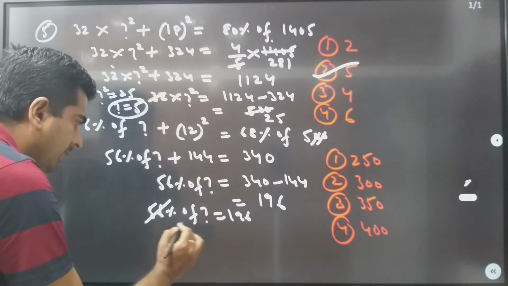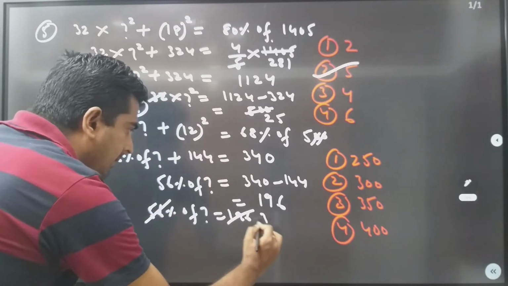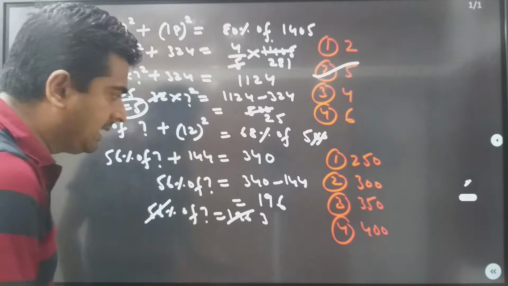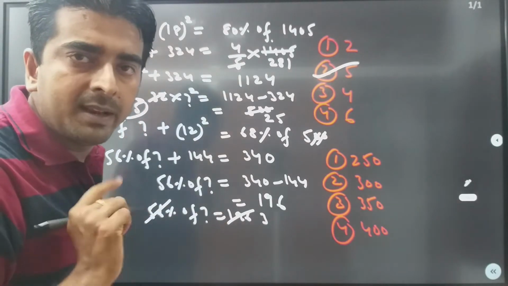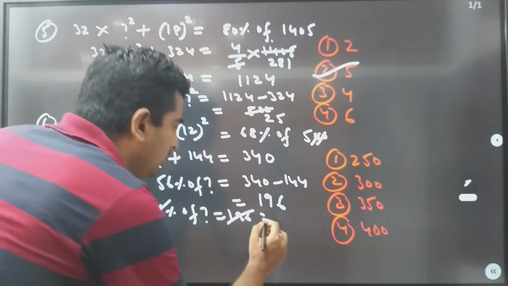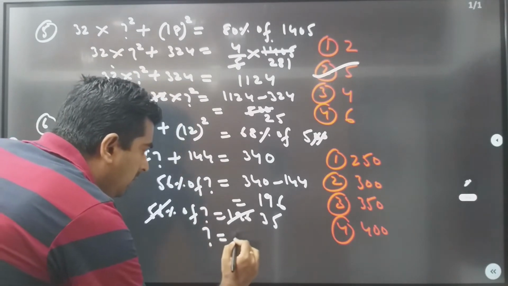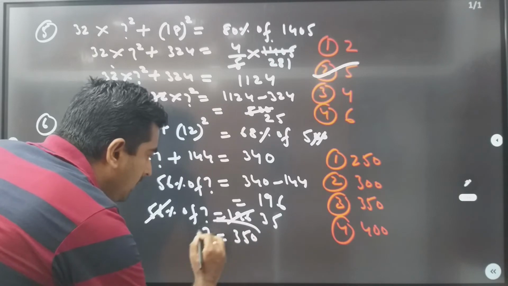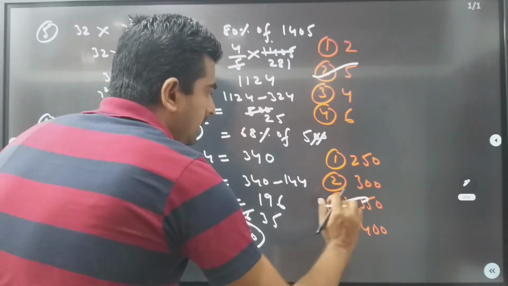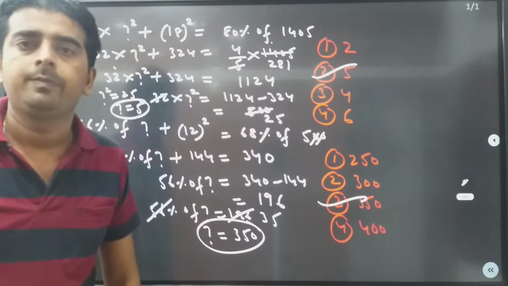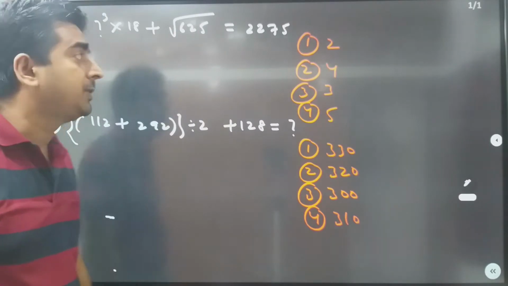Cancel this number. 56 3s are 168. Remainder is how much? 196 minus 168 is 28. So 56 5s are 280. So what is the value of question mark? 35 into 10, 350. My answer is third option. So I hope you are clear with sixth one. Now we see seventh one.